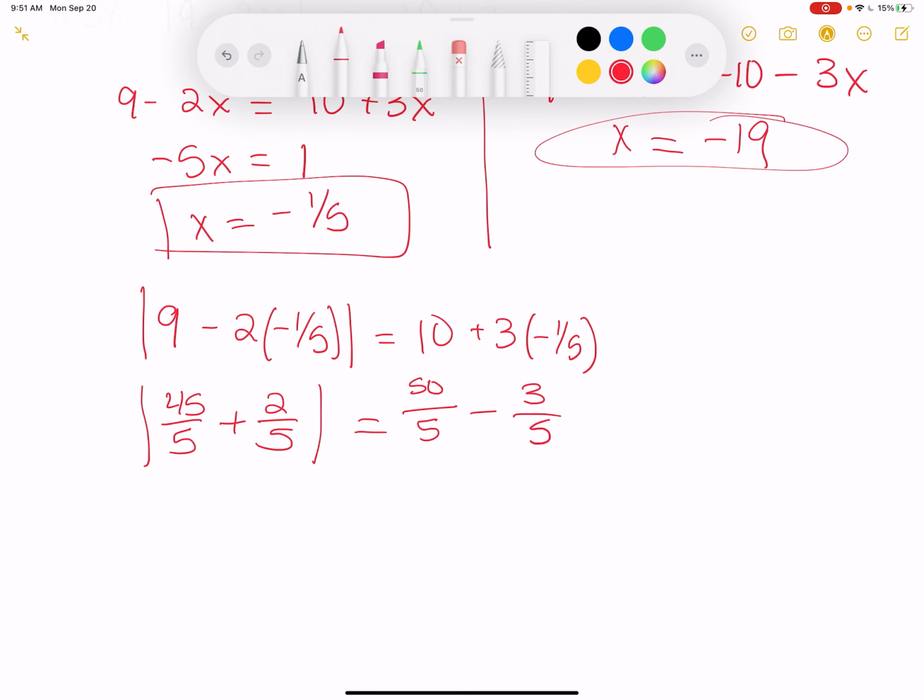Alright, so this one is going to be 47 over 5. Okay, obviously it's not negative, so I can go ahead and drop the absolute value bars. Over here, 47 over 5. So this one works. I'm done with that.